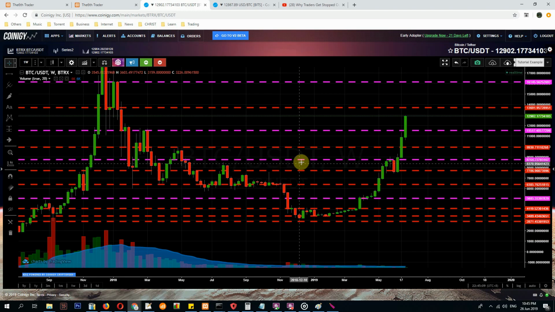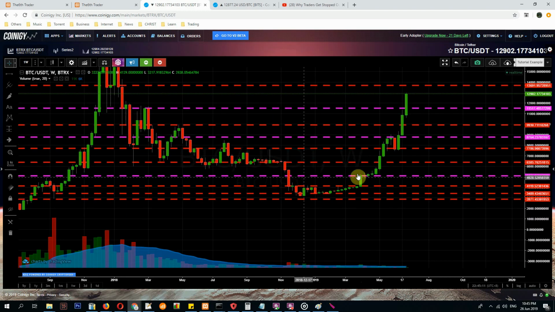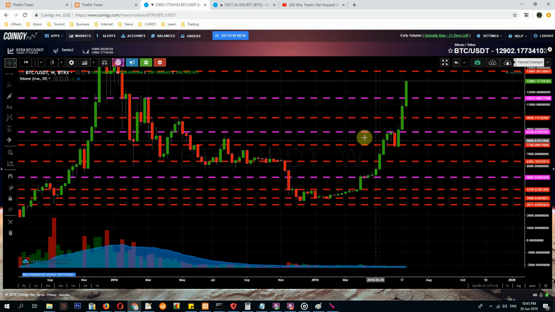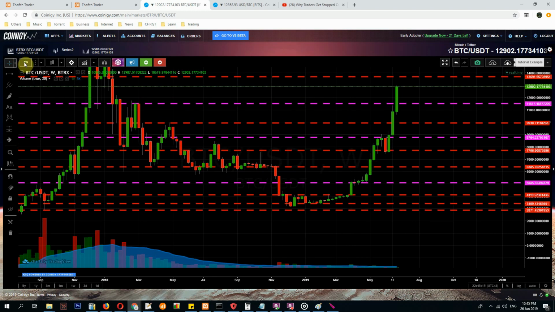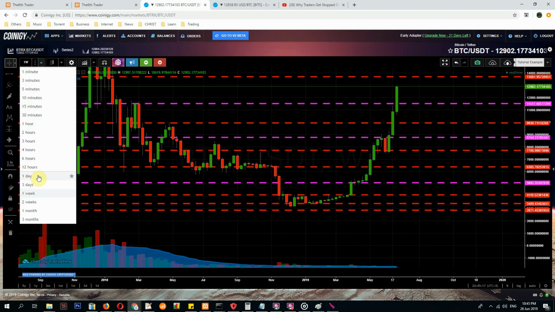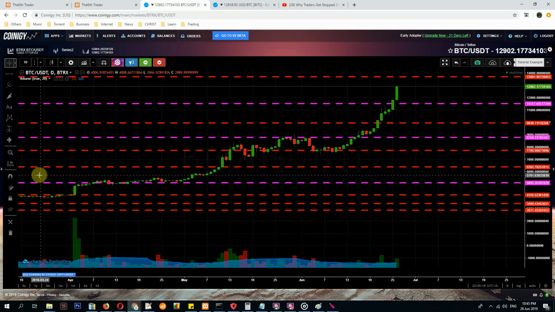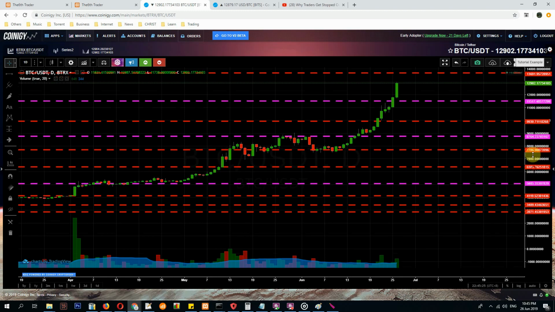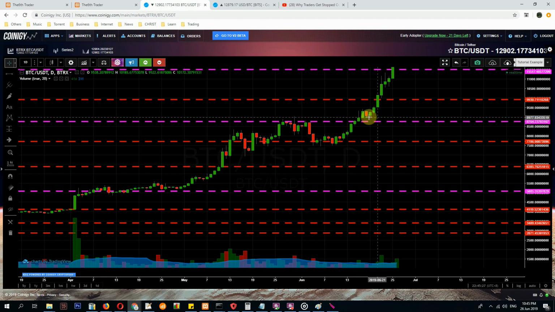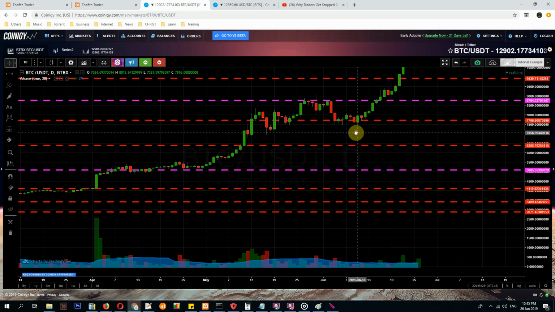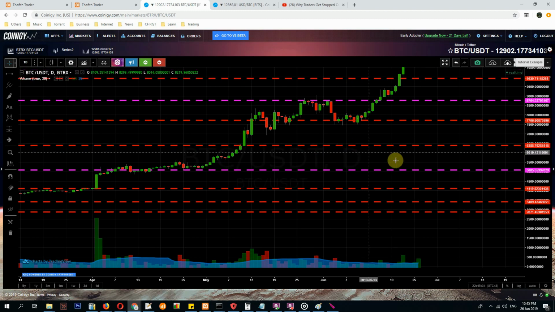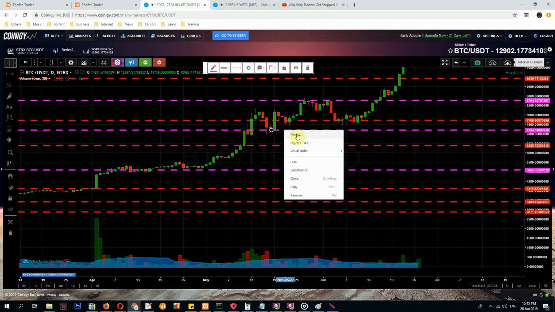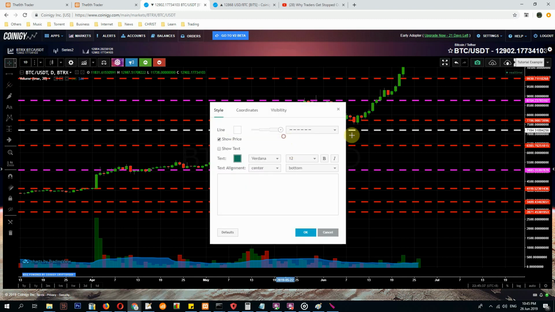Then afterwards, we go to a lesser significant support and resistance on a lower time frame, which is daily. So hold on. Daily. Okay, daily. What can we see here?